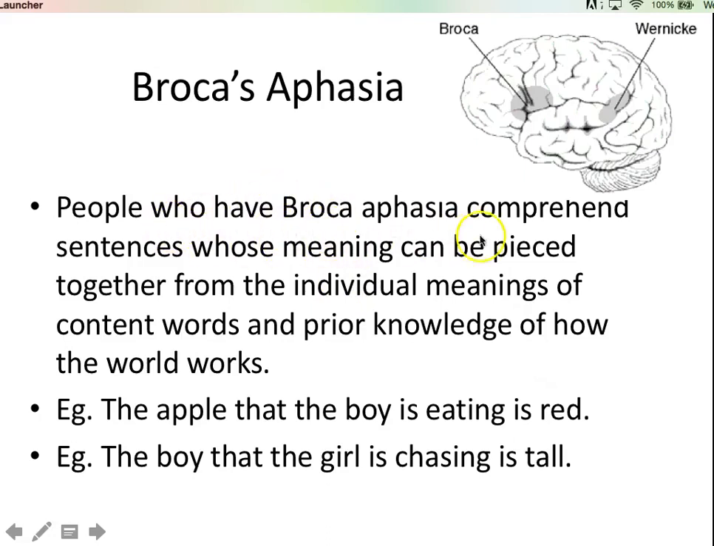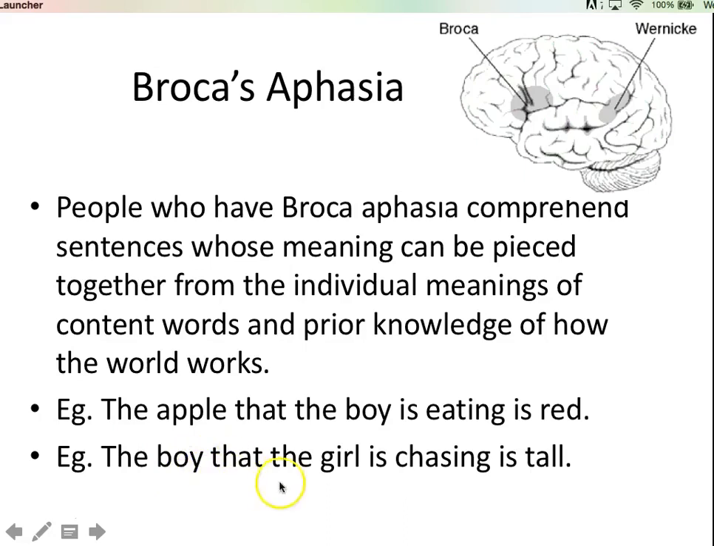So anyway, people who have Broca's aphasia can comprehend sentences whose meanings can be pieced together from the individual meanings of the words and prior knowledge of how the world works. Okay. So for example, the apple that the boy is eating is red. If you give that to someone who's got Broca's aphasia, they know that apples are red, so they know that the apple is the thing that is red, and they know that apples do not eat people, but people eat apples. So they know that the boy is the one that's doing the eating. So they can understand this sentence.